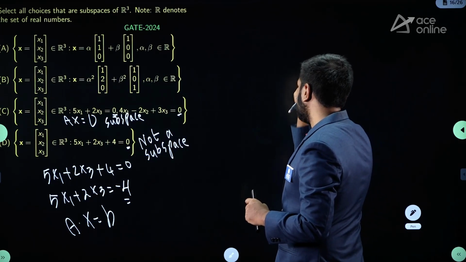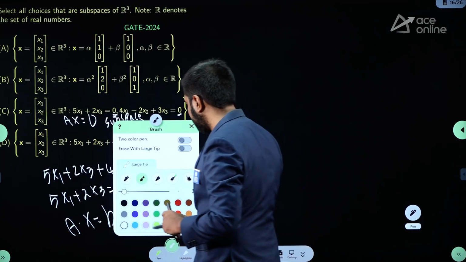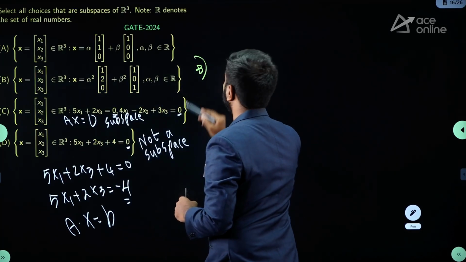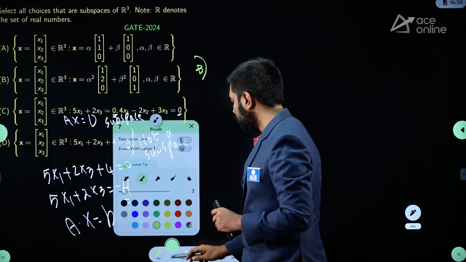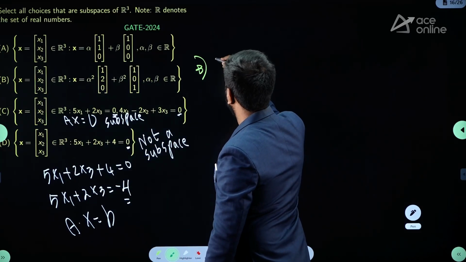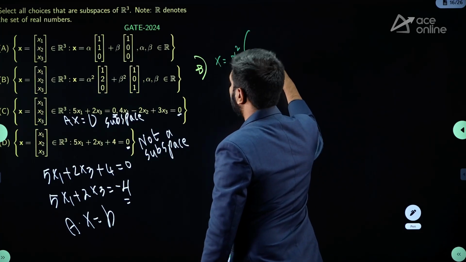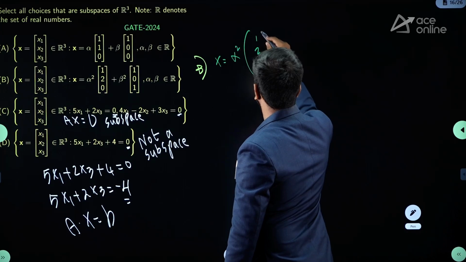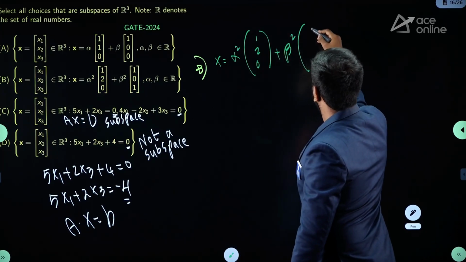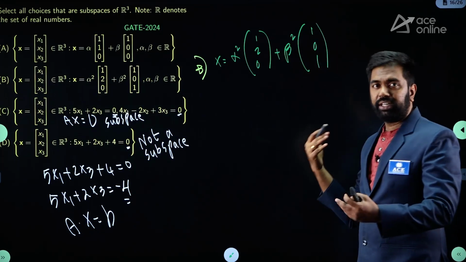So let me talk about option B, students. It was a fantastic problem. Let's talk about option B. In option B, how is x created? They say it is alpha square times 1 2 0 plus beta square times 1 0 1. This is how the vectors are created.